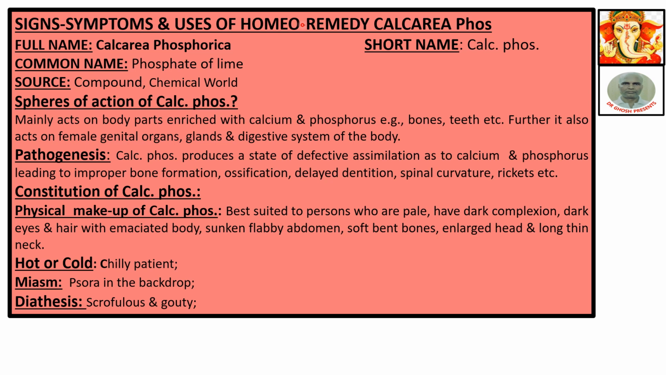Constitution of Calcarea Phos. Physical makeup of Calcarea Phos: best suited to persons who are pale, have dark complexion, dark eyes, hair, with emaciated body, sunken flabby abdomen, soft bent bones, enlarged head, long thin neck. Most important point: long thin neck, enlarged head. Hot and cold, chilly patient. Miasm, psora in the backdrop. Diathesis, scrofulous and gouty.